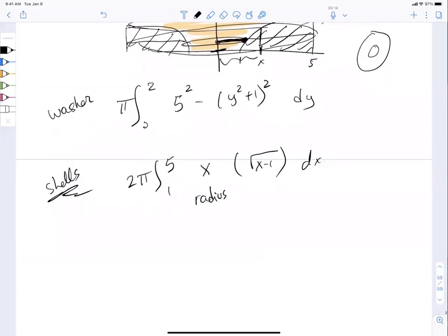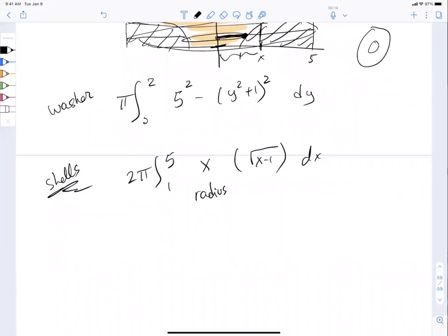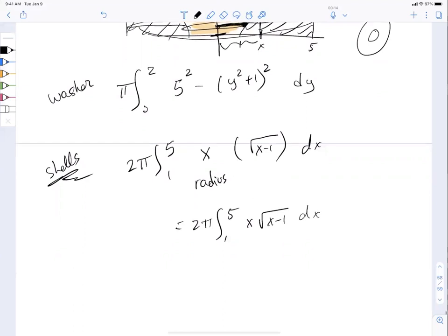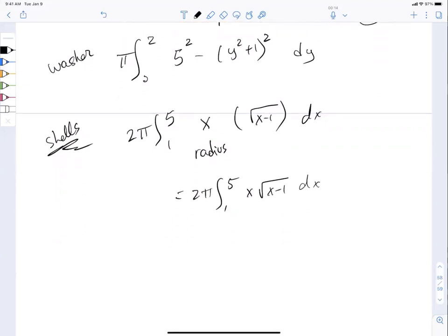Students ask, how do you integrate this? Because again, it's not common. So let me go ahead and finish this one. So I get 2 pi, 1 to 5, x root x minus 1 dx. What I'm going to do is what we call u-sub. You guys remember that from section 5.5. So I'm going to let u be x minus 1. The du, of course, is dx, no problem.